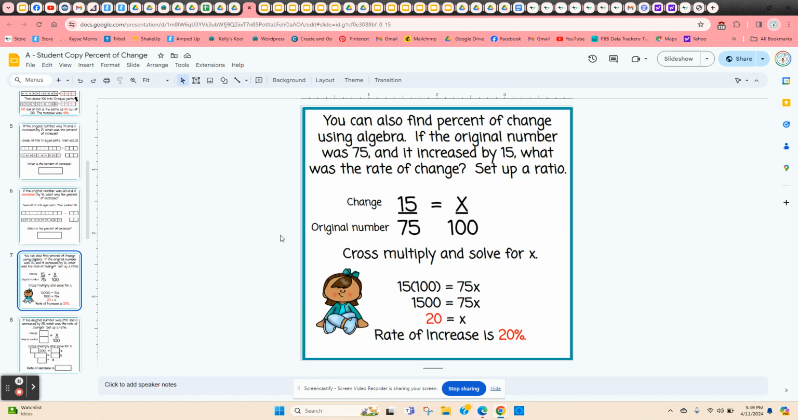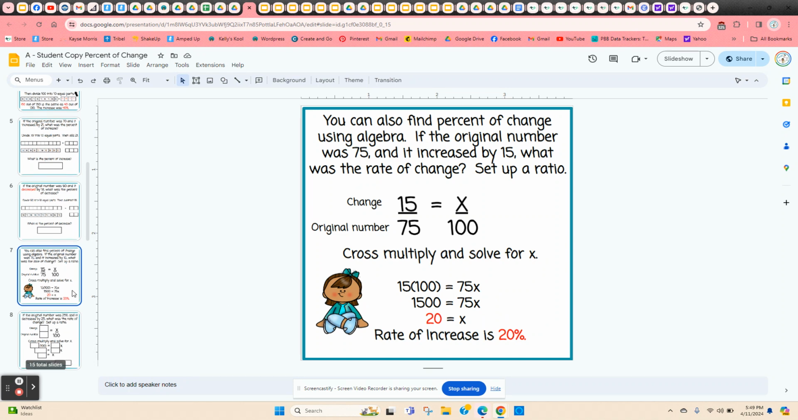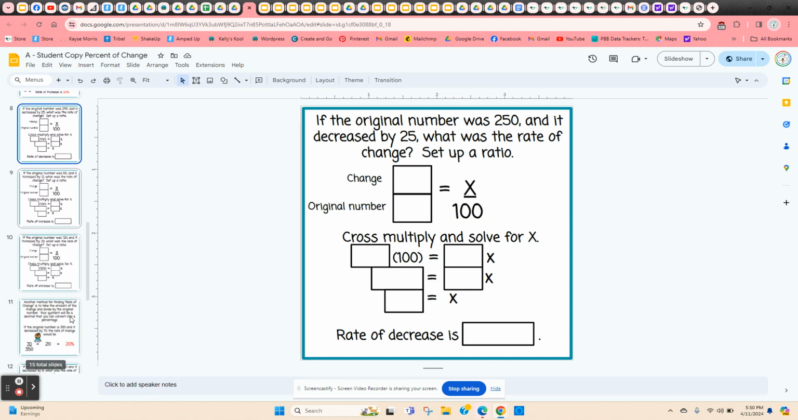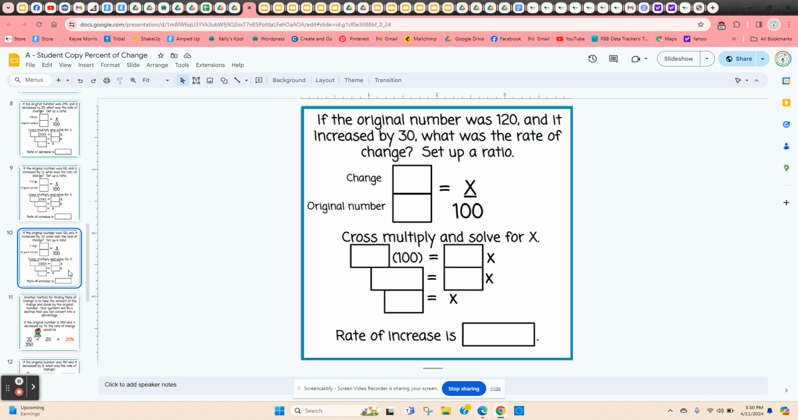Then the second method is to set up a ratio. So we're going to have a ratio of the change to the original number equals percent over 100. They're going to cross multiply and solve for x to get the percentage of increase or decrease. And then they've got a couple they're going to do on their own. They're going to type in the change over the original number. They're going to cross multiply and solve for the percent of change. Got another one they're going to do here.